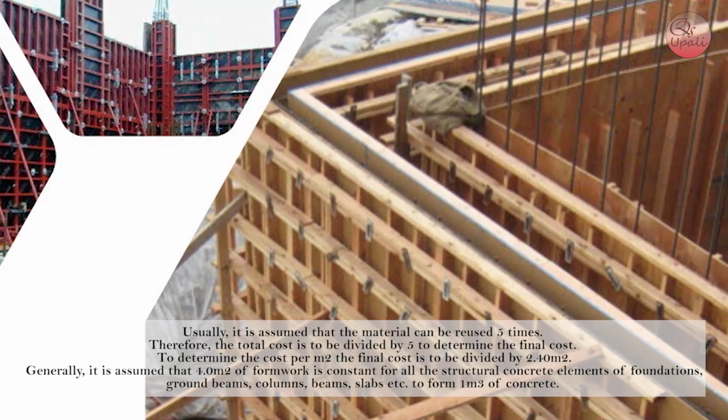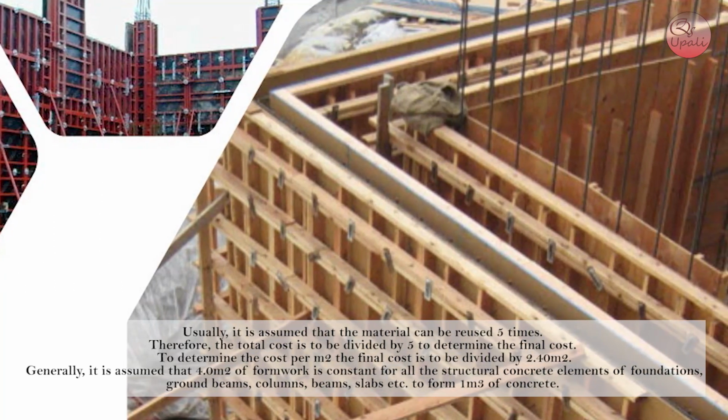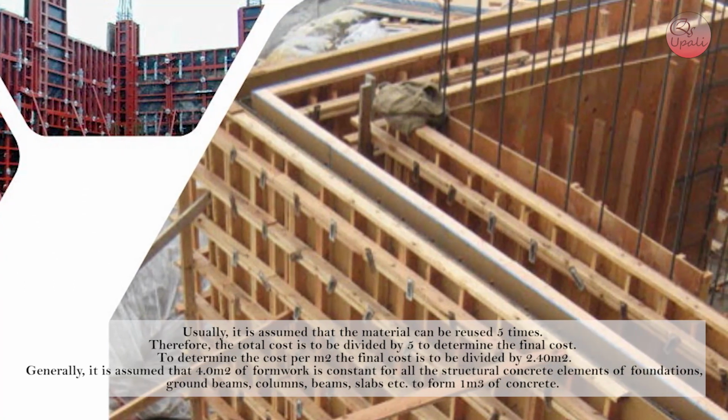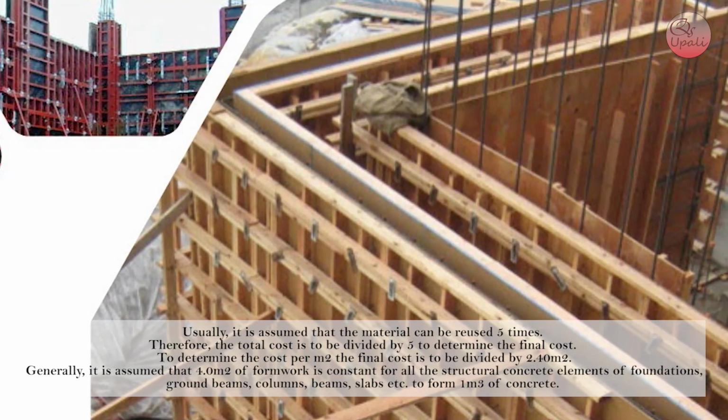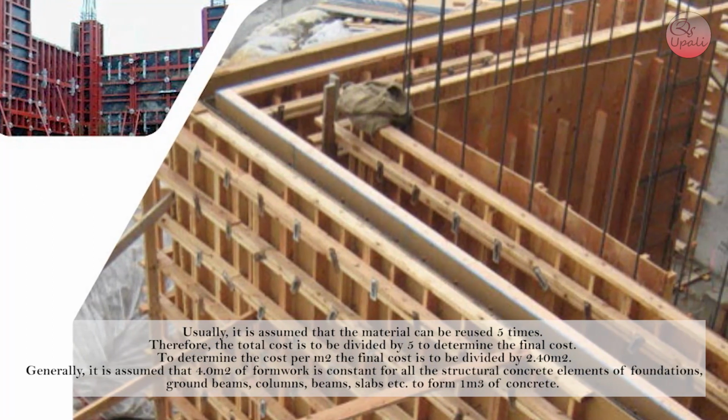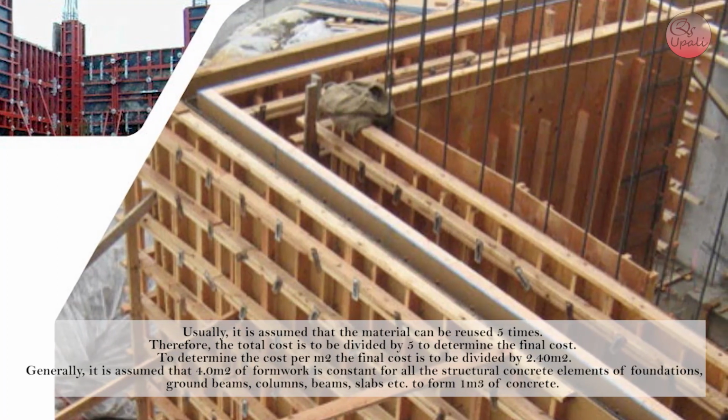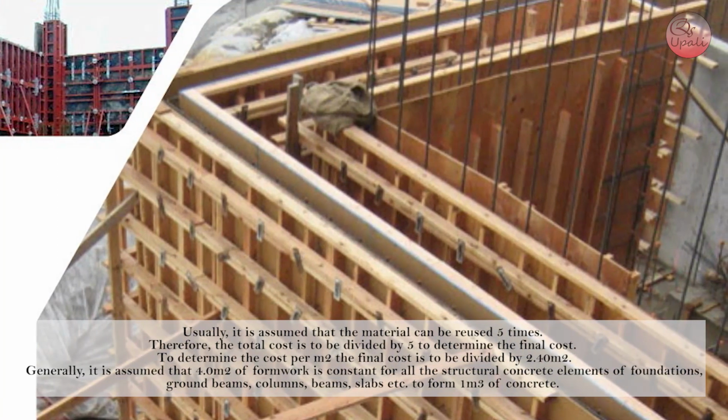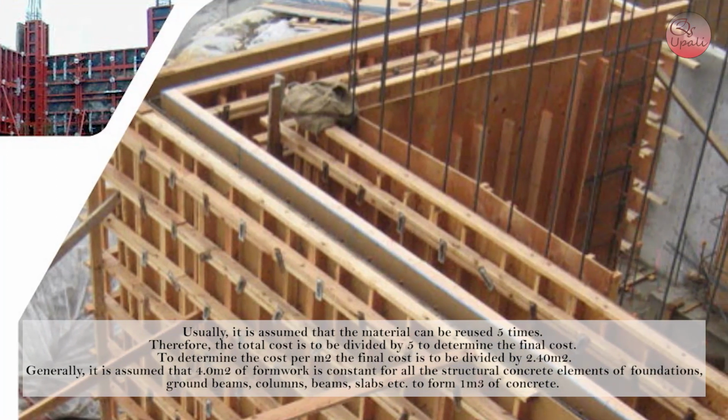Generally, it is assumed that 4 meter squares of formwork is constant for all the structural concrete elements of foundation, ground beams, columns, beams, slabs, etc. to form 1 cubic meter of concrete.